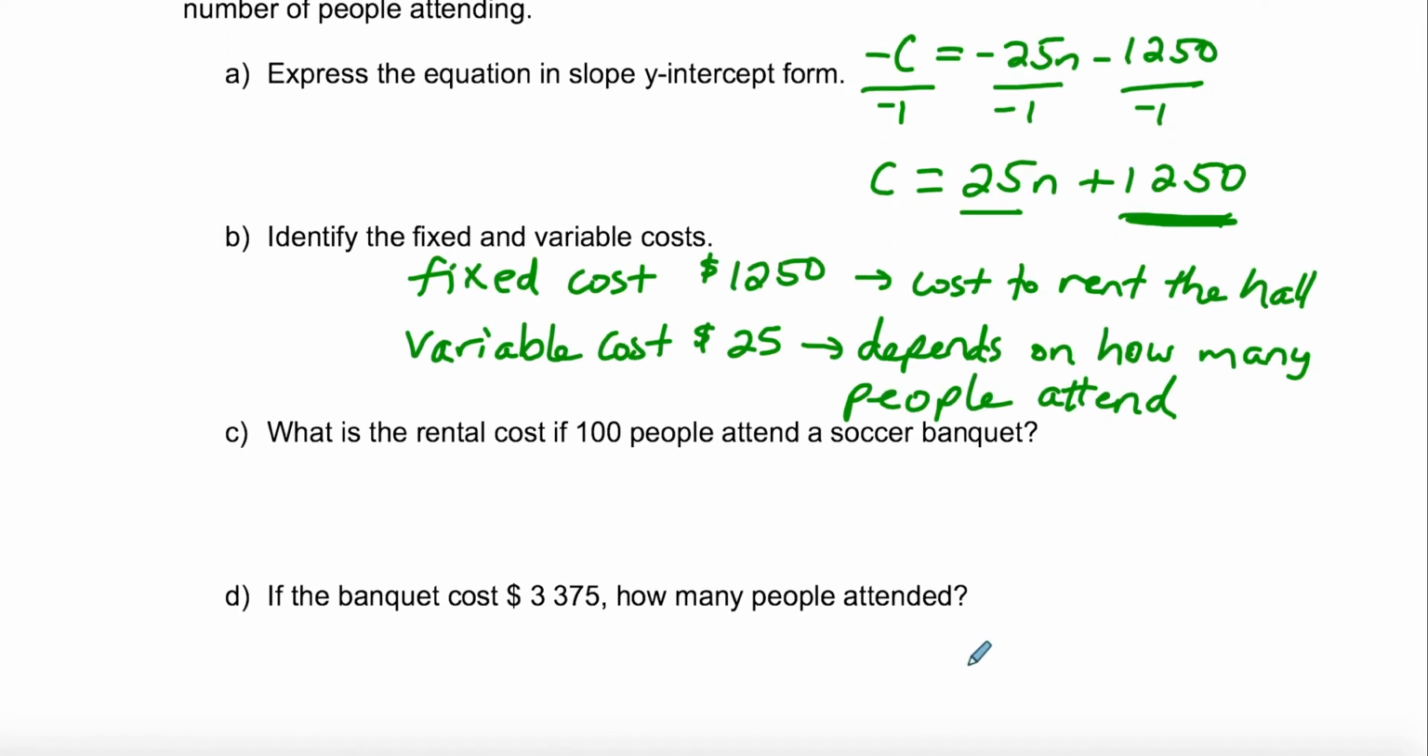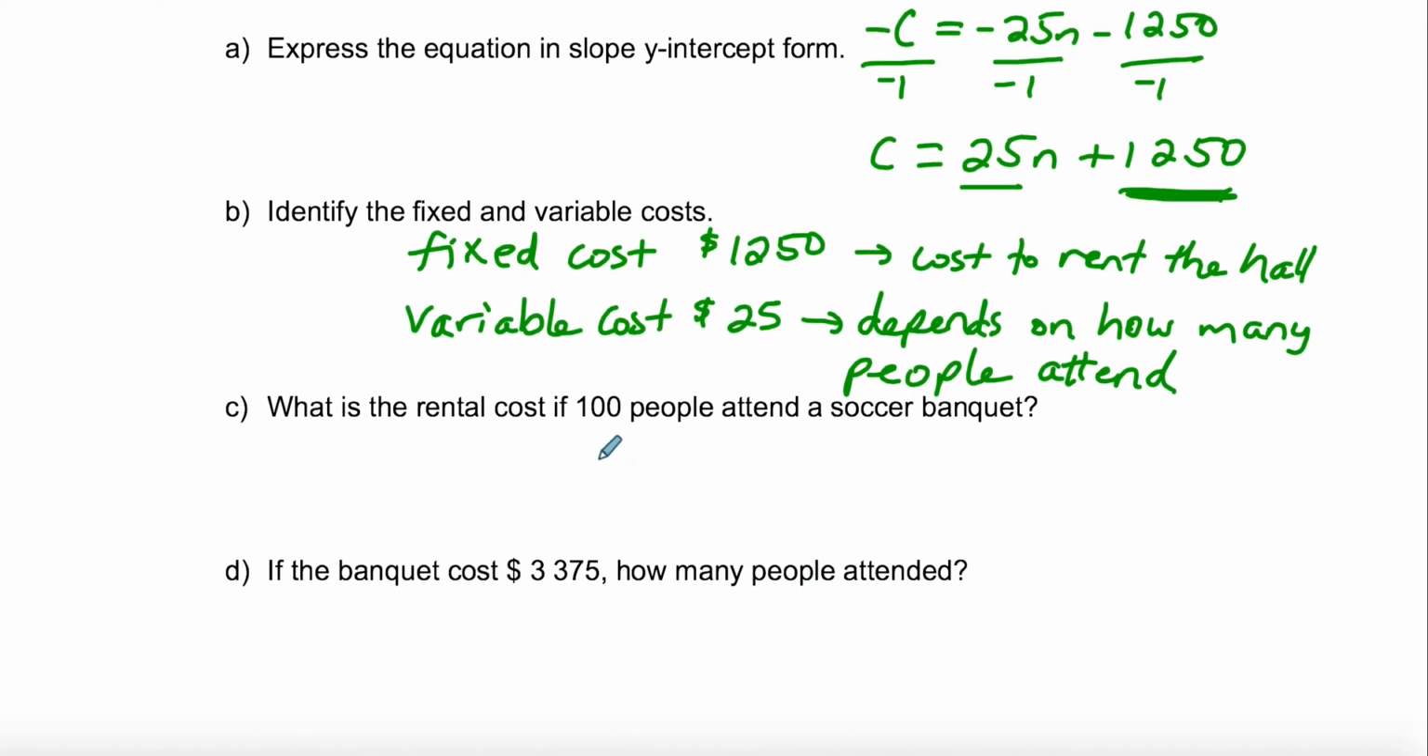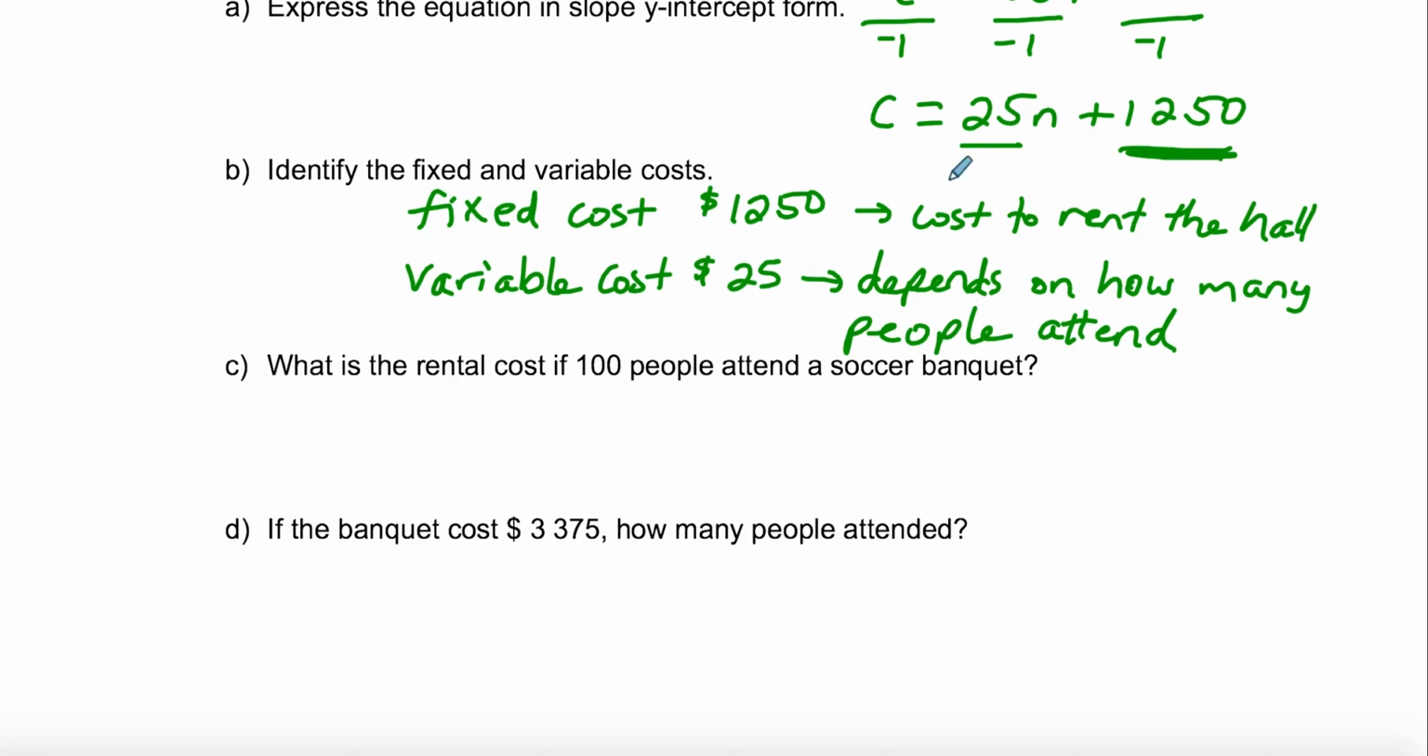And then we can use our equation. What is the rental cost if 100 people come? So this N would be 100 because that'd be how many people there are. So we could figure out the cost for 100 people. We just have to do 25 times 100 plus the $1,250. Don't forget that part. That's how much it is to rent the hall in the first place.